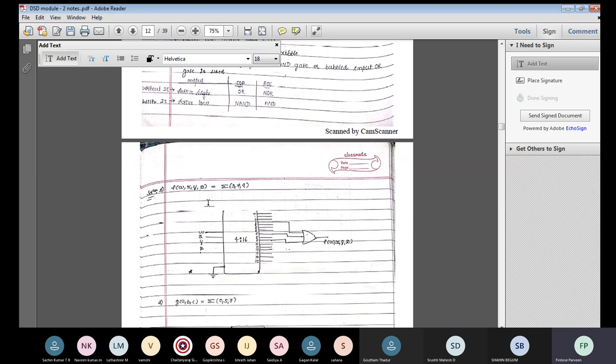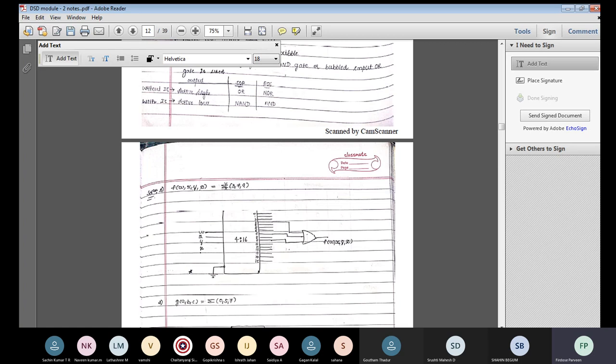So f of WXYZ, and what they have told is active low enable. So I have put an active low, which means a bubbled enable. So this decoder is enabled when it is 0. So 0 means we have to ground it. Okay, so it is being grounded. That means it is 0, then this decoder is active.